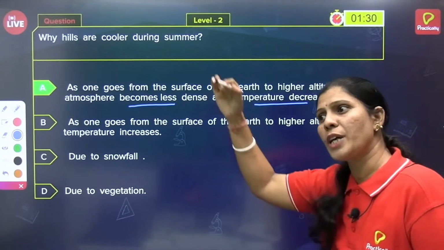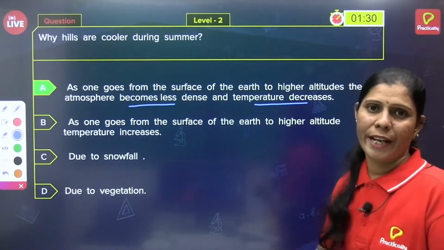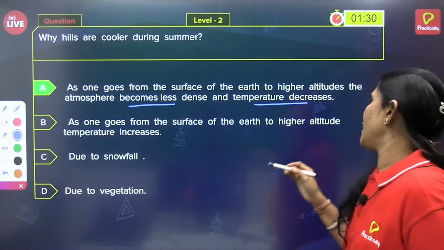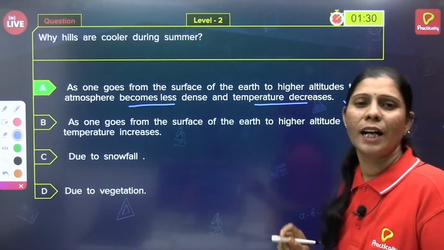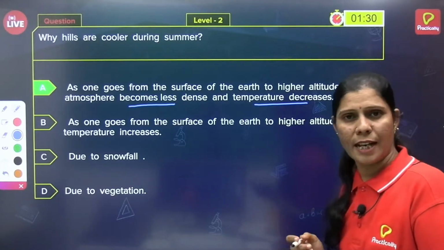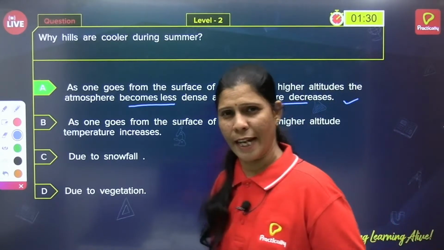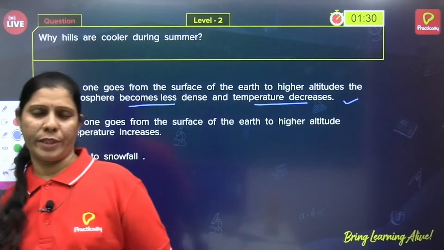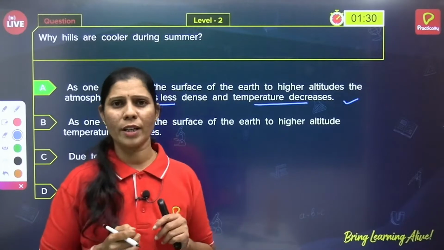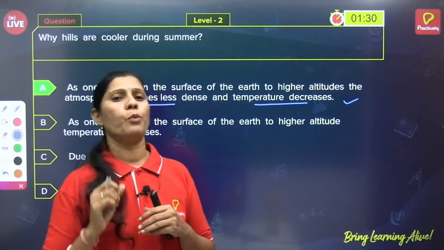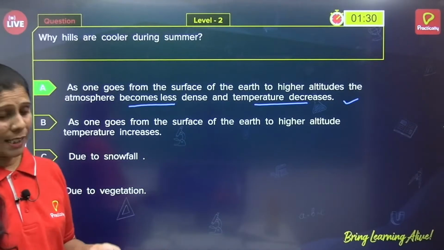As we move to the higher latitudes, elevated areas, hilly areas are cooler when comparing with the other regions, whereas Amritsar and Shimla both are at the same latitude, but Amritsar in summer will be hot, whereas Shimla will be cool. Why so? Because of altitude. Let us know what this altitude is.